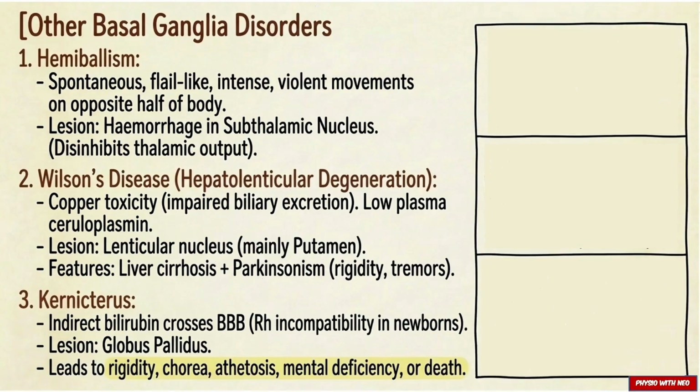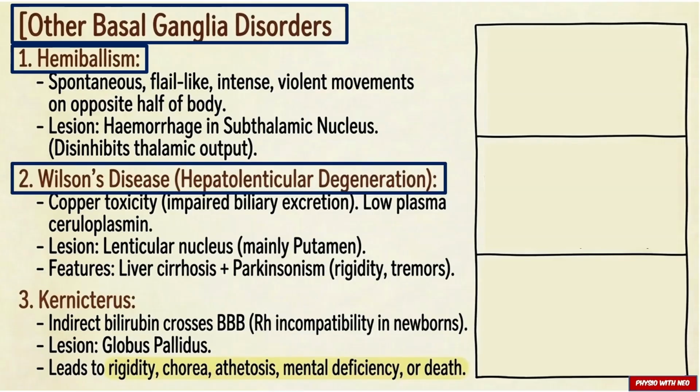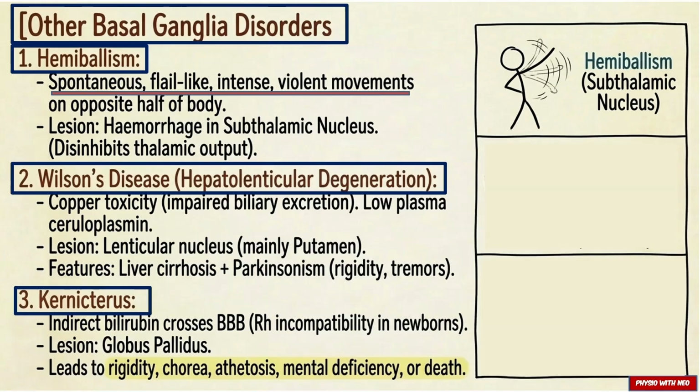Different nuclei produce completely different disorders. That's why examiners love asking this question. So let's simplify each. Basically, other basal ganglia disorders are mainly three: hemiballism, Wilson's disease, and kernicterus. Hemiballism is spontaneous flailing, intense movement on the opposite side of the body. The lesion is mainly in the subthalamic nucleus.